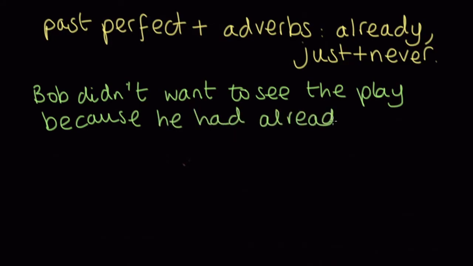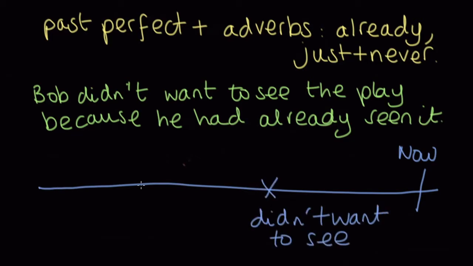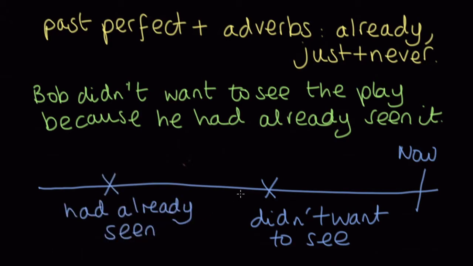So again, we're looking at a timeline. This is now, and we've got the two events. He didn't want to see it. We say this in the past simple, and an earlier past, we say had already seen. It comes before didn't want to see, and it's an earlier past. So we use the past perfect. And here you can see the adverb already, and it comes between the auxiliary and the past participle. So had already seen is the past perfect.